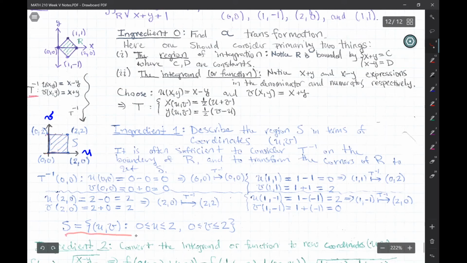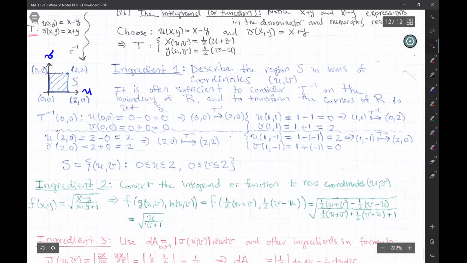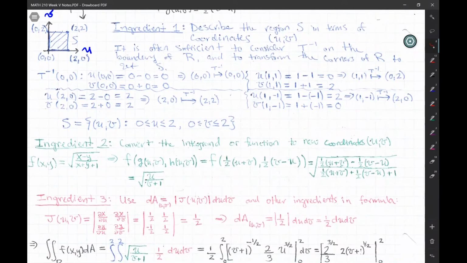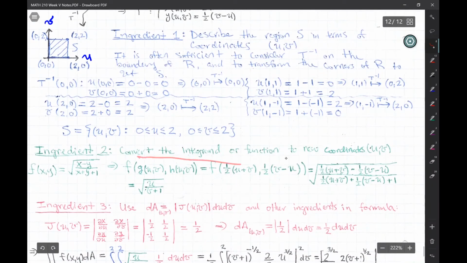It's described in this manner. So S in the UV plane, u is going to be between 0 and 2, and v will also be between 0 and 2. That's our first ingredient. Now our second ingredient is typically what? Yep. Convert the integrand function to the new coordinates.